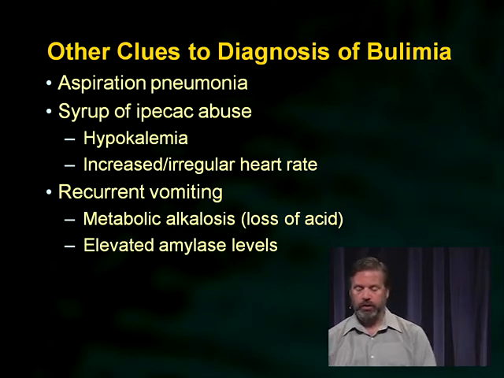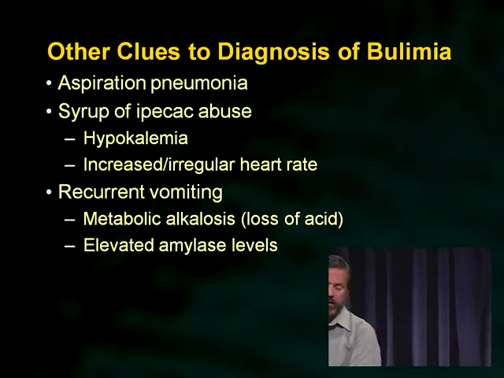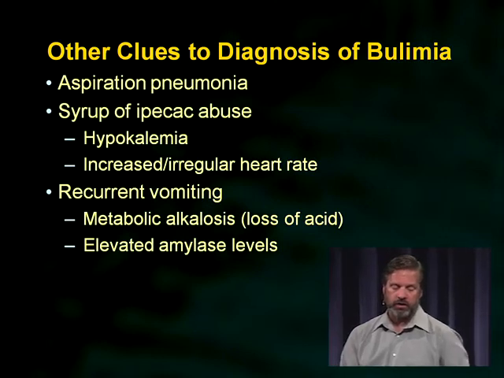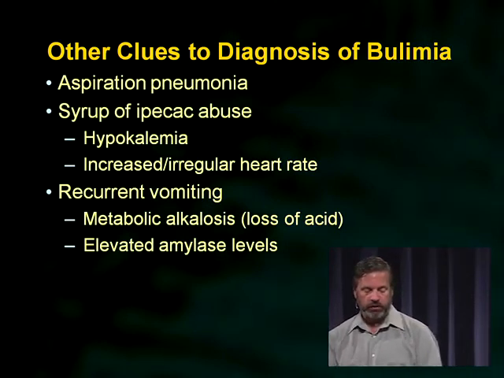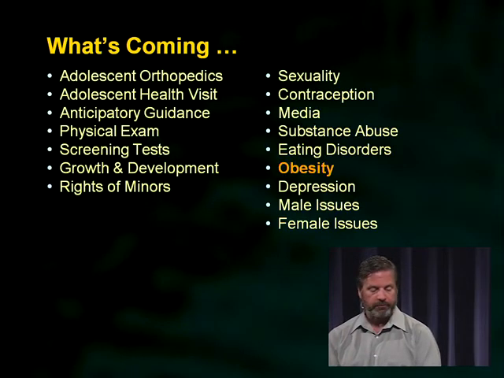Other clues for recurrent vomiting and self-induced vomiting is aspiration pneumonia. Syrup of ipecac abuse can lead to hypokalemia and an increased or irregular heart rate. And then we talked about the alkalosis, and you can actually see amylase levels go up from the vomiting as well.